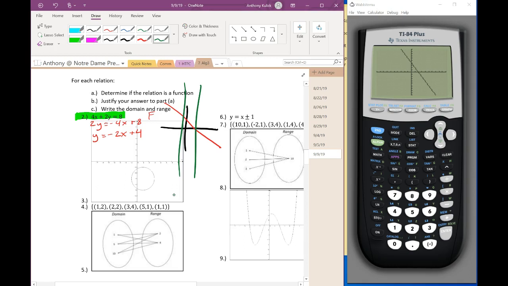Alternatively, as a justification, you could say this is y equals mx plus b, which is a line, which is a function. Also, perfectly reasonable explanation. Yep, I would accept that for sure. Everybody happy with that? Okay.